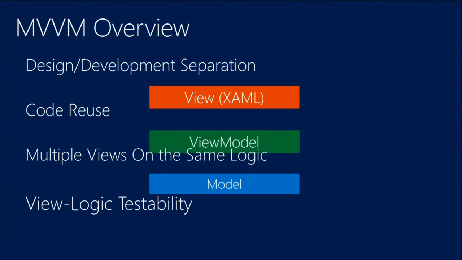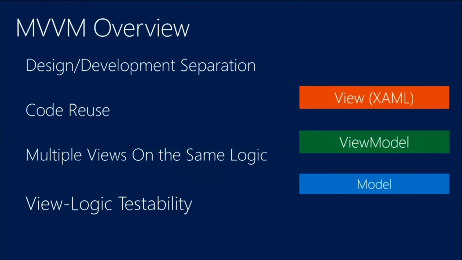So MVVM stands for Model, View, View Model. And the idea is that the model contains basically data. What you will see in the model typically is that there might be a connection to a database, but typically there's a class with a number of public properties, and those properties can be retrieved, and you can set new values to those properties.